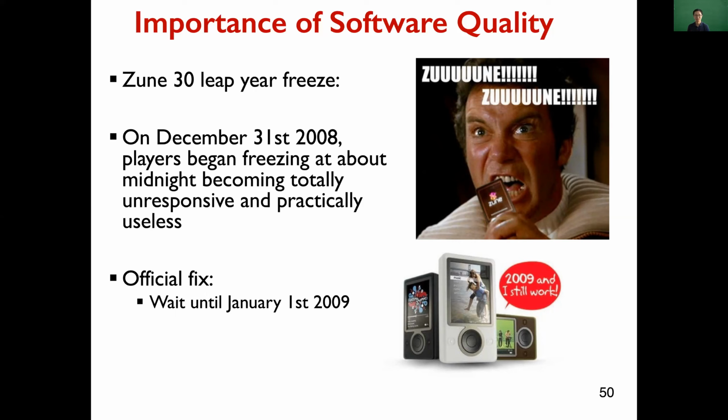So what is a fix? The official fix by Microsoft is to wait until January 1st, 2009, because that's a normal day, not the last day of a leap year. So this is an example of how software quality, how software issues, may impact our daily lives. Sometimes because of a software issue, we cannot use a piece of software. We need to wait.